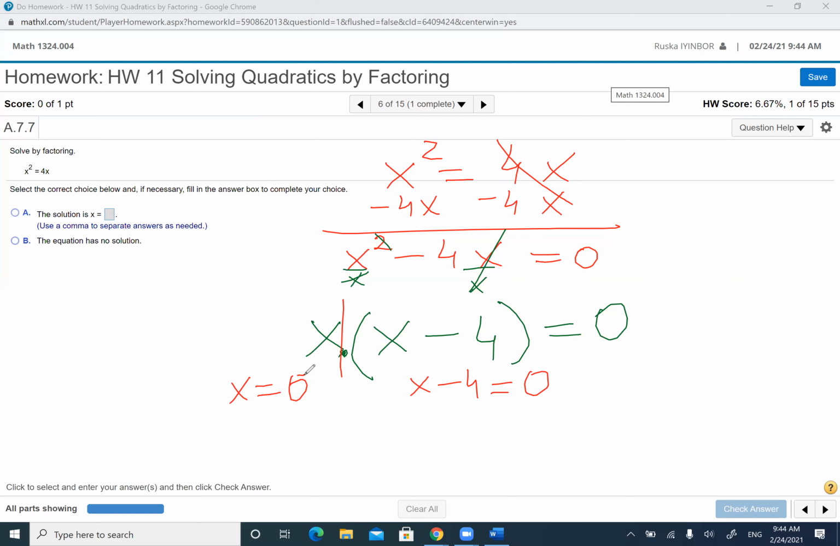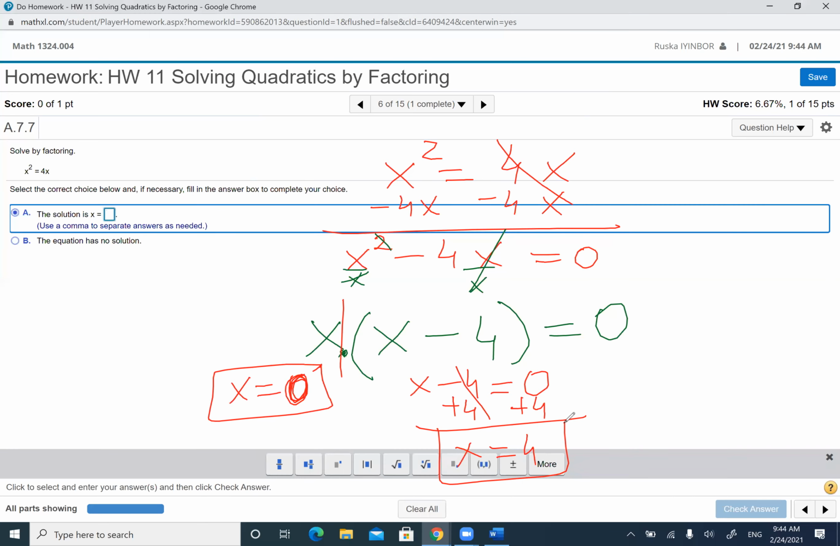Okay, now here x equals 0, it's a solution. That's my answer, x equals 0. Okay, and then we're going to add 4 to both sides to solve this. And you're going to get x equals 4. And this is my second answer. Okay, so here we have two solutions, x equals 0, comma, x equals 4.